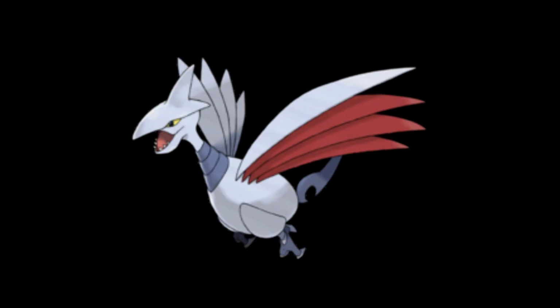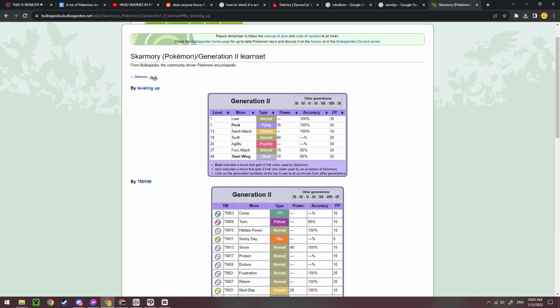Number 3, Gen 2 Skarmory. To be completely fair for this one, early gen movesets are pretty stupid because there were less moves back then, but I feel like this moveset is still really dumb. Gen 2 Skarmory learns 7 moves, only 4 of which are attacking moves, by the way.